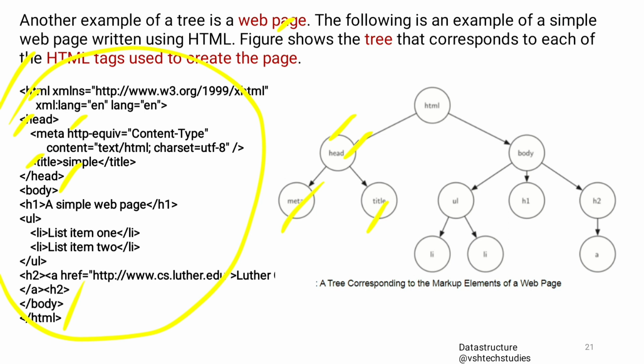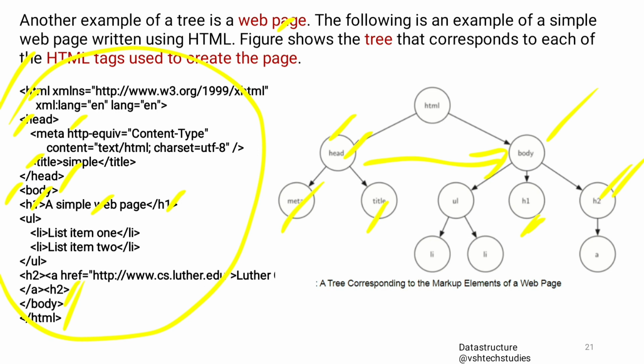At the same level of head, we have body of the HTML, content of the page. So at the same level of head, we have body of the page. So in that, we have here second level of headings. So they will be smaller than the title. Okay. So here this is h1 tag, right? H1 tag is ended here. So a simple web page, that will become the header 1.